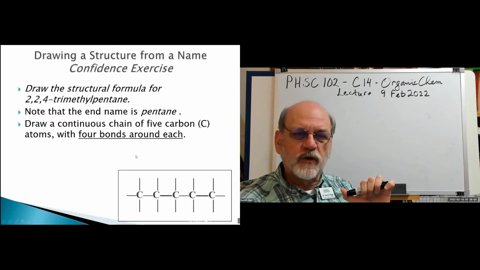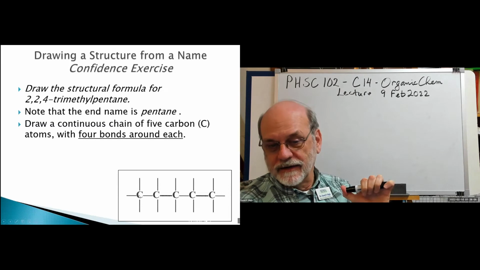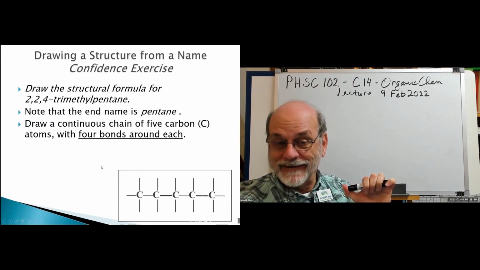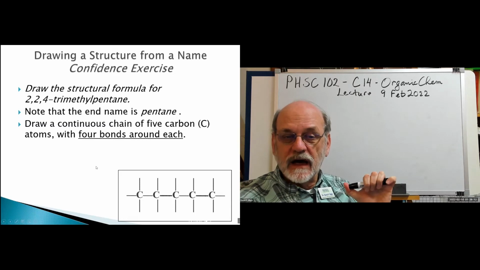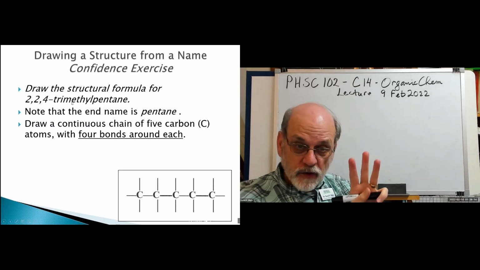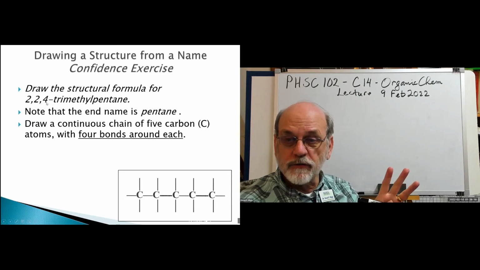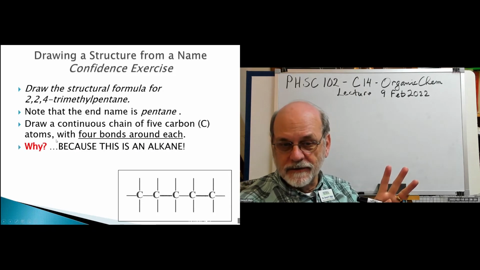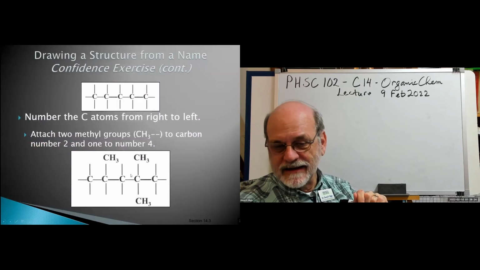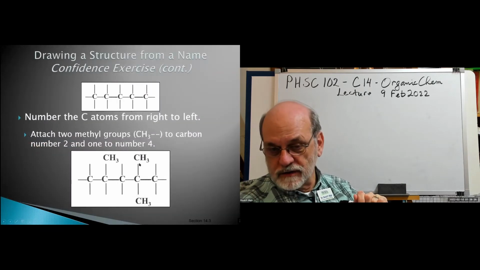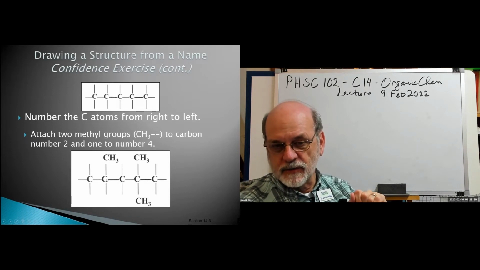How about 2,2,4-trimethylpentane? There's pentane, 1, 2, 3, 4, 5. Okay, we need 3 methyl groups. 2 of them go in the second position and 1 of them goes in the 4th position. Okay, so 1, 2, 2 methyls here, and then in the 4th position, put this one.